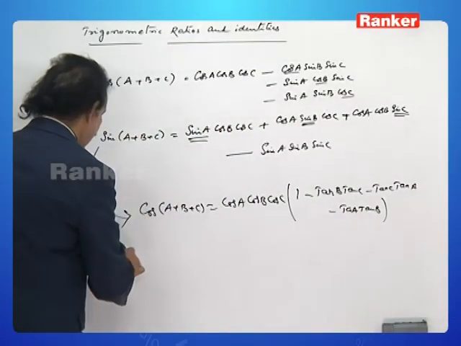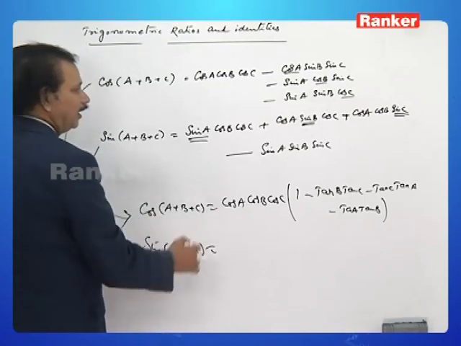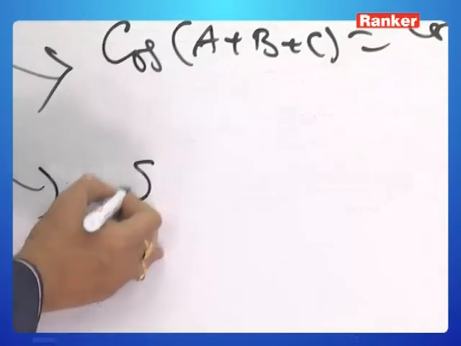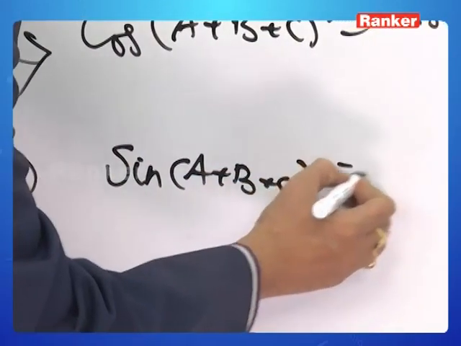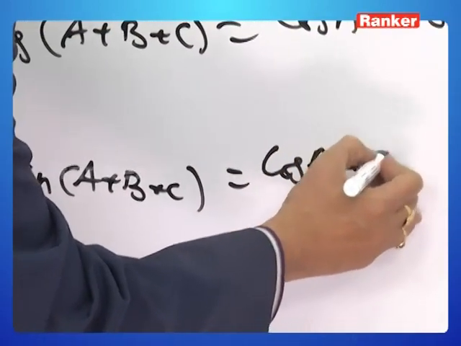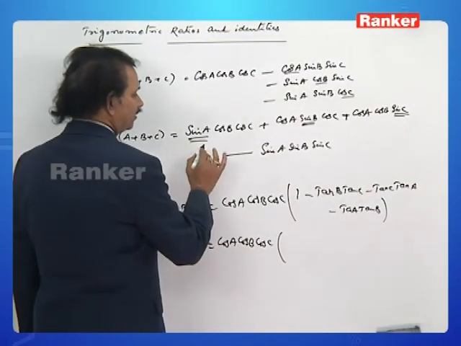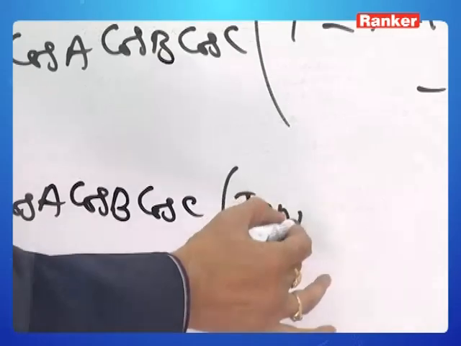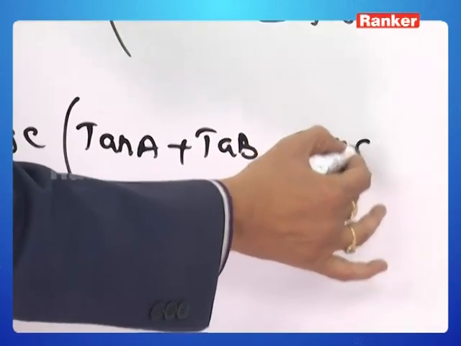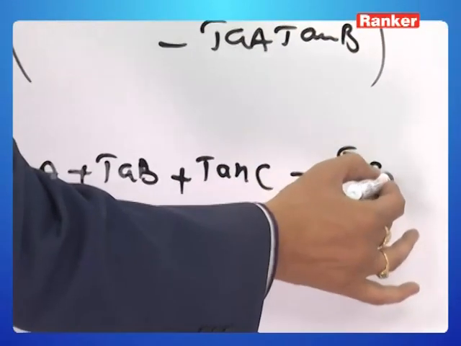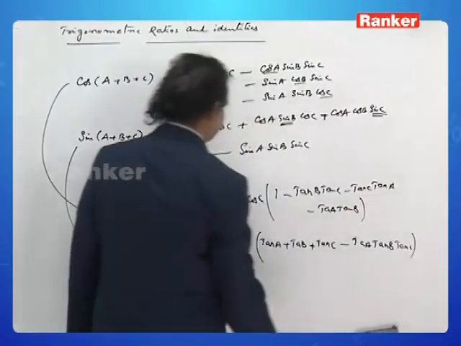And from this, sine of A plus B plus C is equal to, again you get cos A cos B cos C out, sine of A plus B plus C is equal to cos A cos B cos C into sin A by cos A remains tan A plus tan B plus tan C minus tan A tan B tan C.